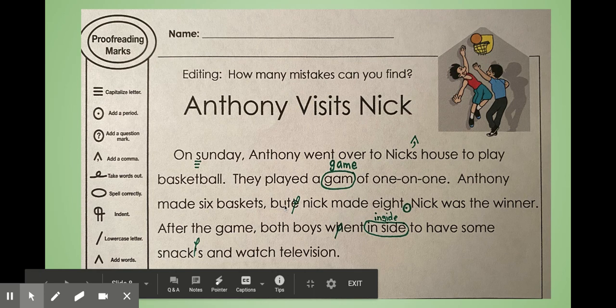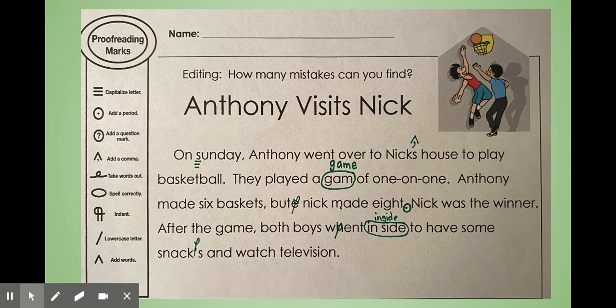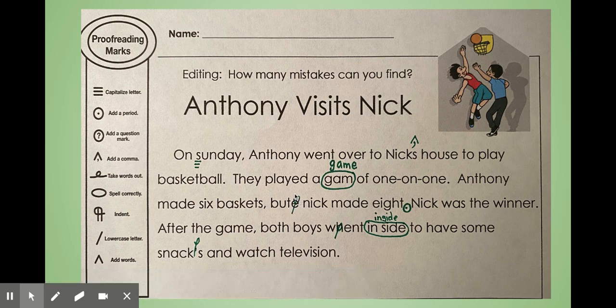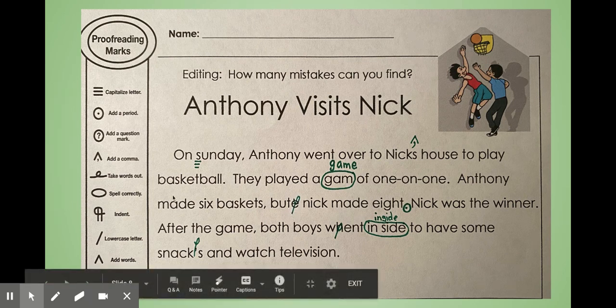Anthony made 6 baskets, but Nick made 8. So here, but is spelled incorrectly, but I can use the delete mark and take that off. So remember the delete? You can just use delete and take the E off because but is just BUT. And here's a mistake that I'm just not seeing while I'm reading it. It should have 3 lines under because guess what? Nick is a proper noun. That's the little boy's name. So 3 lines to indicate capitalization. Nick made 8. So here I inserted a period because that's the end of the sentence.